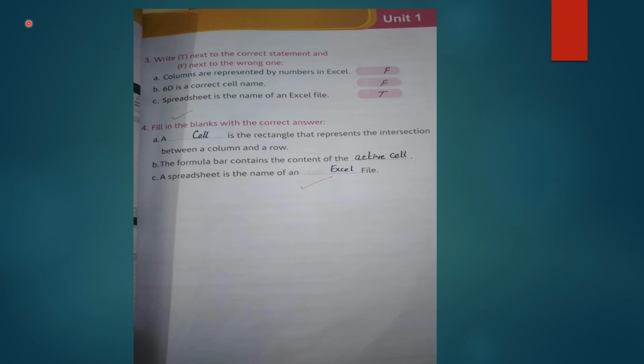Okay, after that we have filling the blanks. A cell is a rectangle. I told you earlier, and I am telling you again: a cell is a rectangular area where we have to enter our data and it is the intersection between a column and a row. So the correct answer here is cell.